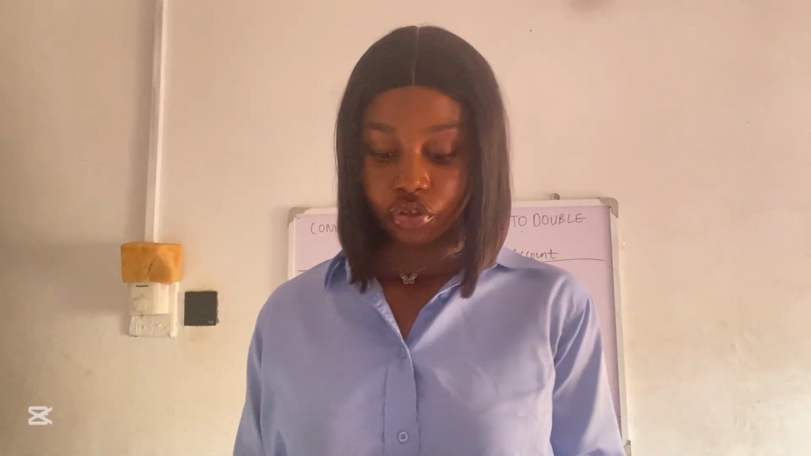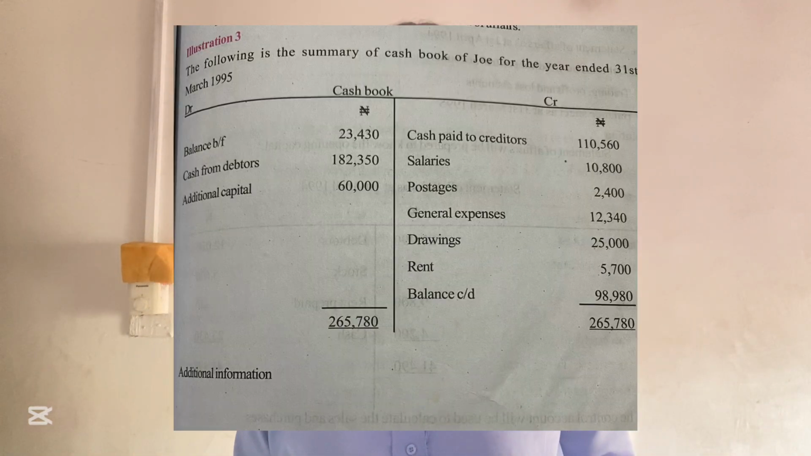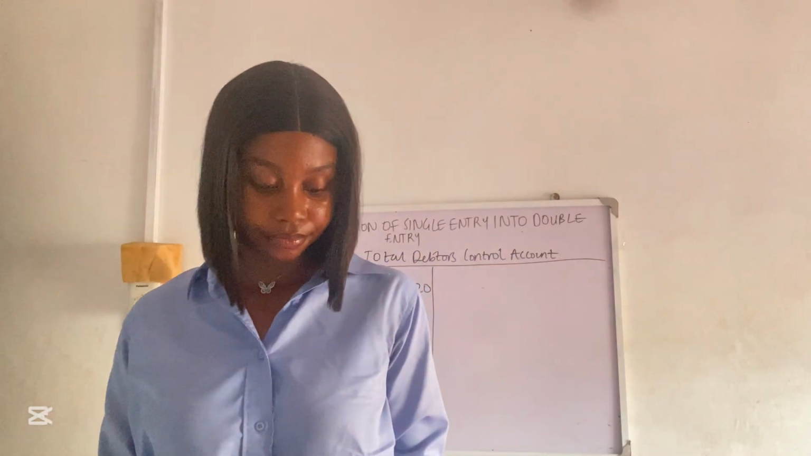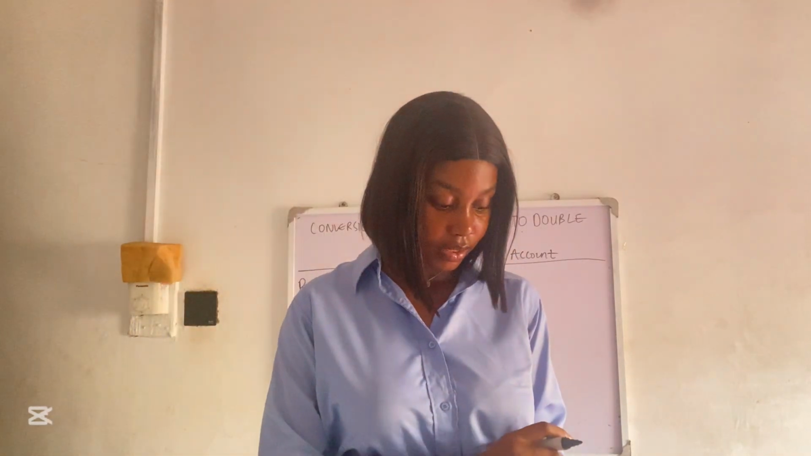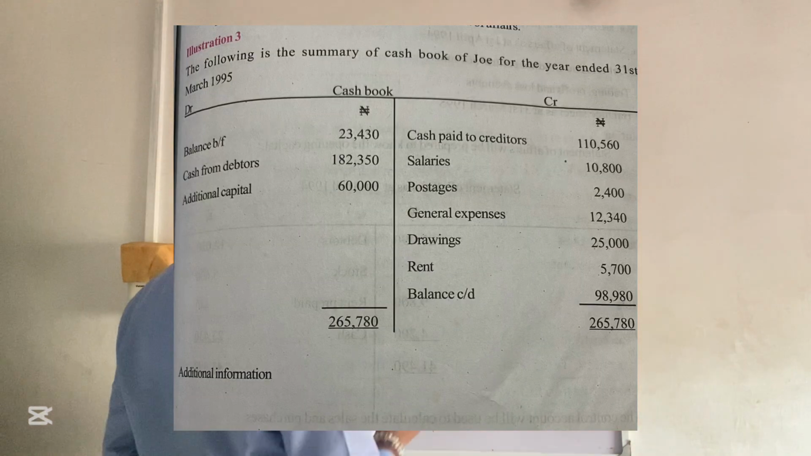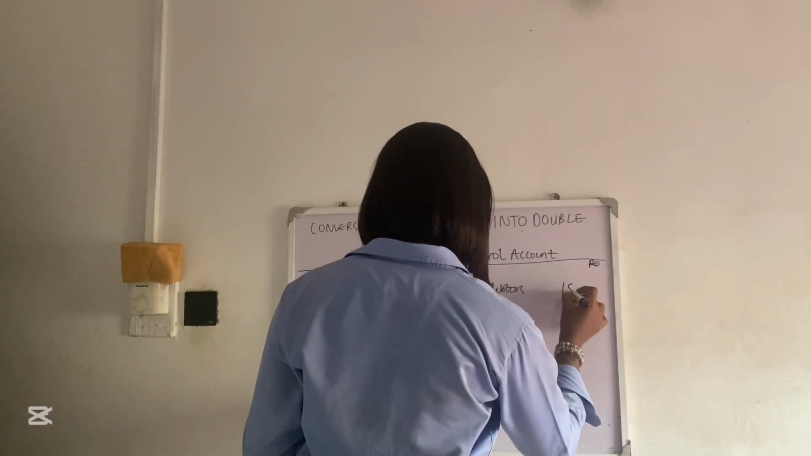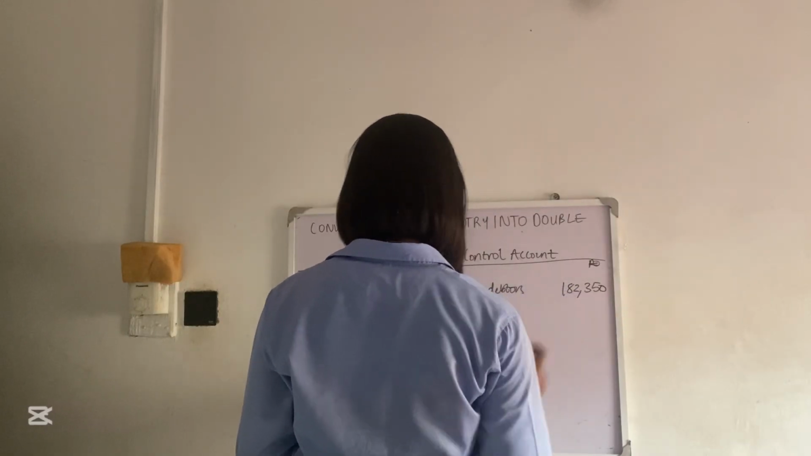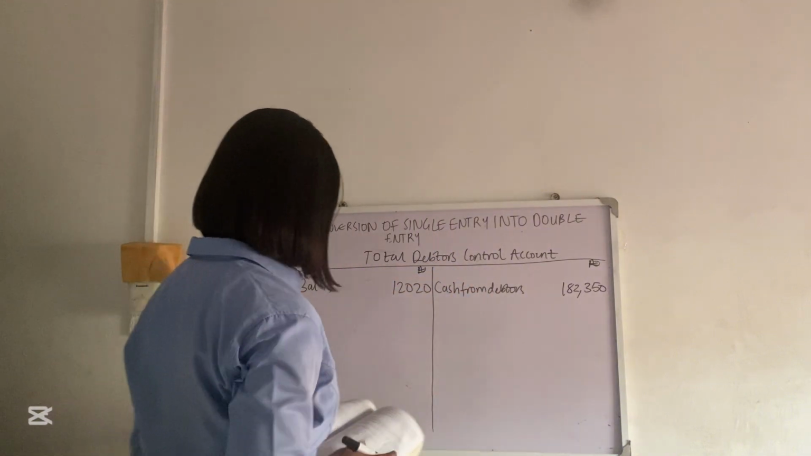Now we'll look in your cash book for something like cash from debtors. In your format, you know where it's meant to be. It's meant to be on the credit side. Your cash received from debtors means what they paid during the year, and that's how much they paid: 182,350.